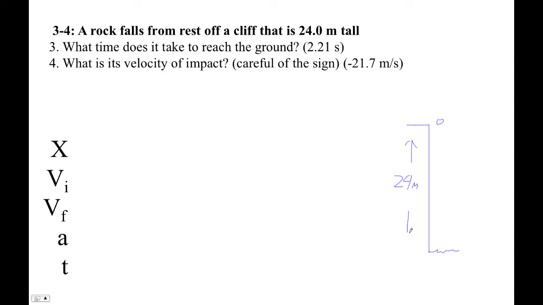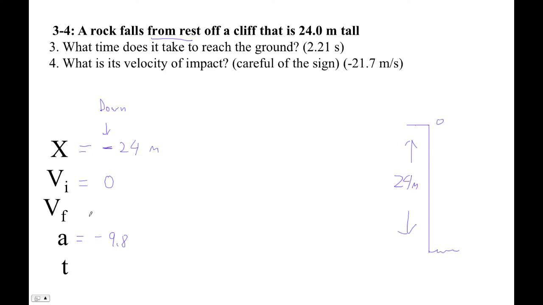So in these falling problems, here's the key. Your displacement is going to be down 24, right? That's down. And then let's see, falls from rest. Our initial velocity is 0, right? Acceleration is negative 9.8. That's just always true for these problems, right? And then it says, what time does it take to reach the ground?